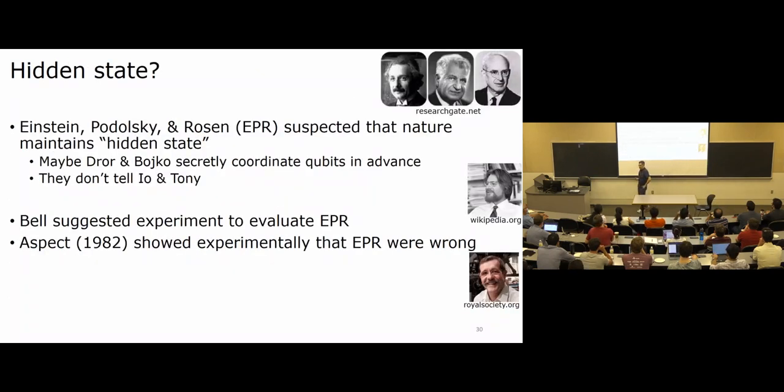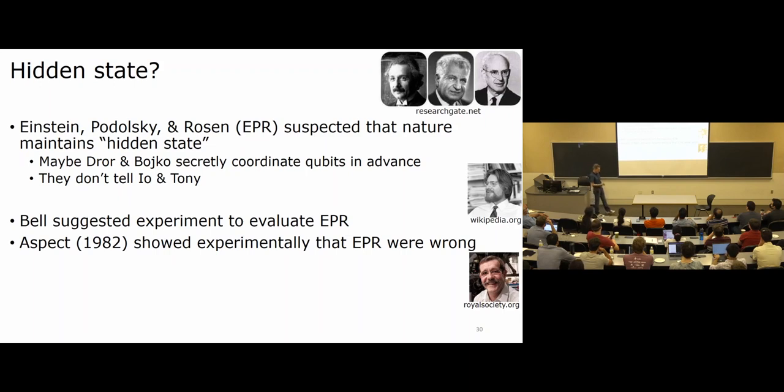So in fact, this raises a lot of questions. Einstein, Podolsky, and Rosen, called EPR, in the 30s had suspicions about quantum mechanics. They were not really confident, and they suspected that nature has a hidden state. And by the way, true story, Rosen was actually a neighbor of mine. So we actually lived in the same building for several years. Like, incredible coincidence.